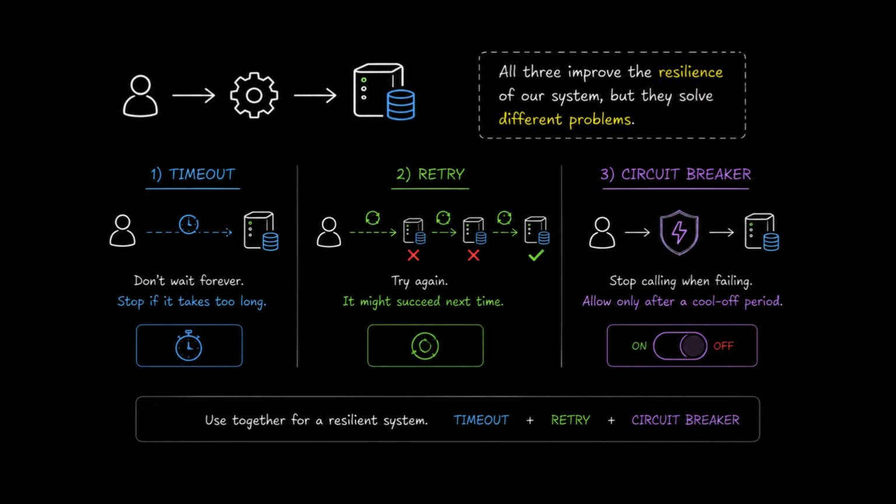Before we conclude, there are two other concepts that are commonly used along with circuit breakers: the timeout and retry. All three improve the resilience of our system, but they solve different problems. Let's understand them using the same bank API example.